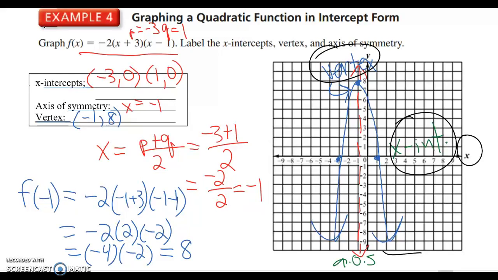You can also note that this parabola goes down, it opens down, okay, it's reflected because there's a negative in front of the function.